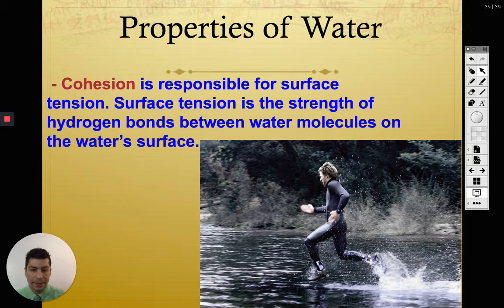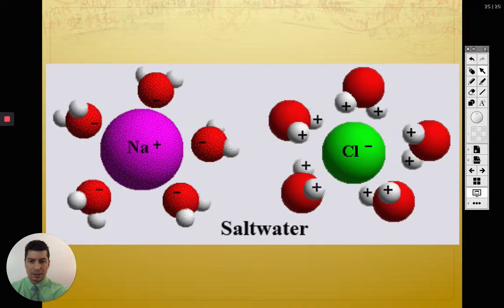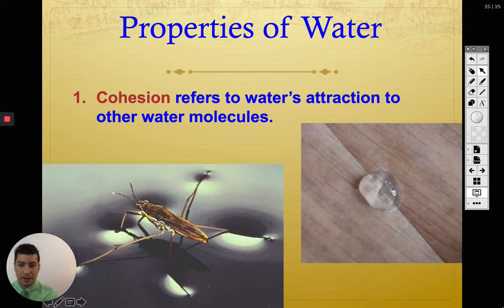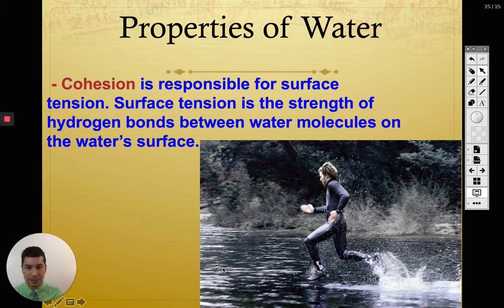Okay guys, so last time we left off talking about cohesion, and we talked about cohesion being water sticking to other water molecules. And then we talked about the water strider here, this little guy, being able to, I guess, walk on water almost because he's not breaking the hydrogen bonds under his legs. Okay? So with that, guys, surface tension.